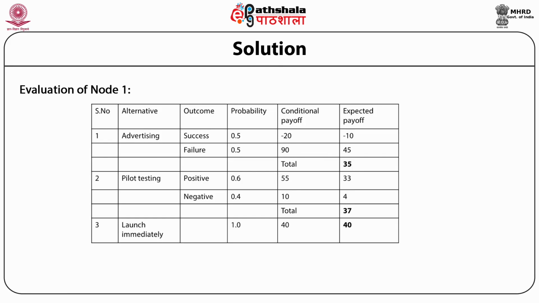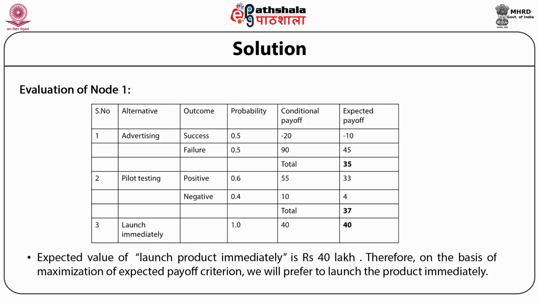Node number 1, that is the main decision. At node number 1, we have 3 possible alternatives: go for advertising for 6 months, pilot testing, or launch immediately. Now we know the probability values for every possibility and the conditional payoffs, so you can calculate the expected payoff. For advertisement, the total expected payoff is 35 lakhs. For pilot testing, the total expected payoff is 37 lakhs. And in case of launch immediately, the total payoff is 40 lakhs. So the expected value of launch product immediately is rupees 40 lakhs. Therefore, on the basis of the maximization of the expected payoff criterion, we will prefer to launch the product immediately rather than going for the pilot testing or advertisement program.